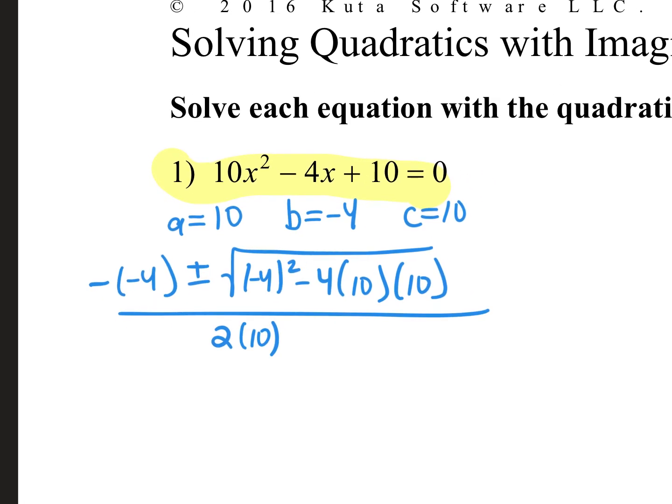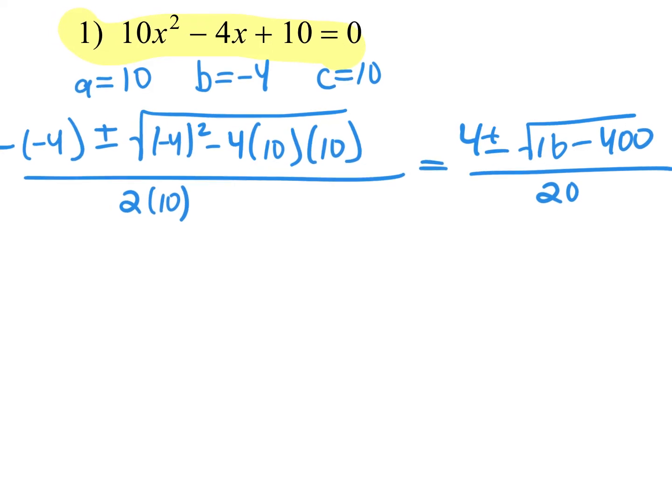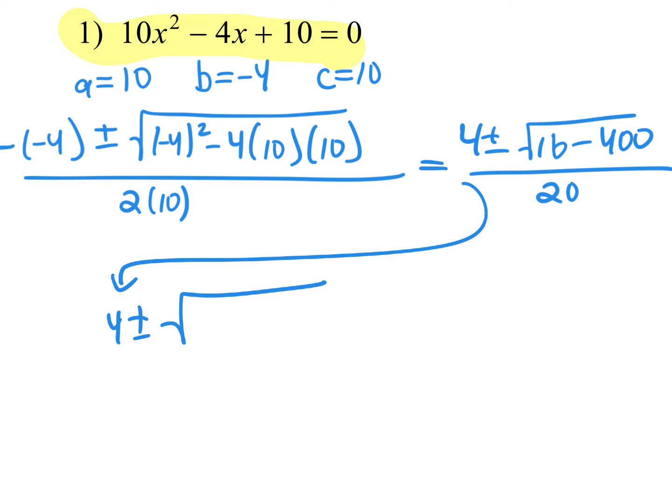So guys, just take a second, make sure all your signs are right, your numbers are in the right spot, and simplify. What's the opposite of negative 4? 4. Plus minus, what's negative 4 squared? 16, good. Minus, what's 4 times 10 times 10? 400. All over 20. Simplify a little more. I have 4 plus minus, what is 16 minus 400?